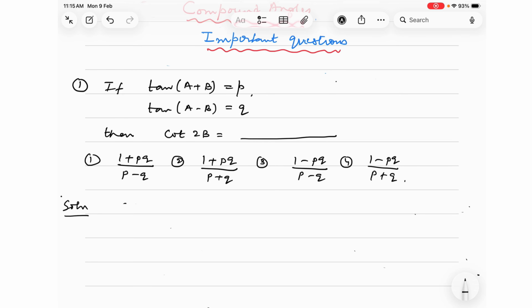Now the options given are: first one, (1 + PQ)/(P − Q); second option, (1 + PQ)/(P + Q); third option, (1 − PQ)/(P − Q); and fourth option is (1 − PQ)/(P + Q). These are the four options. We have to find the value of cot 2B.